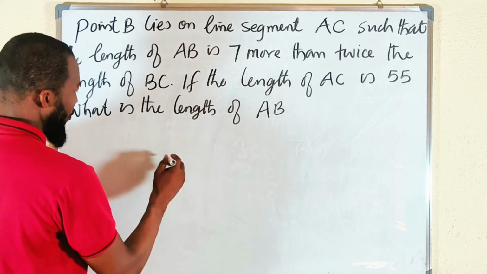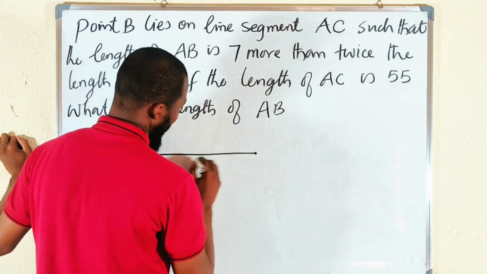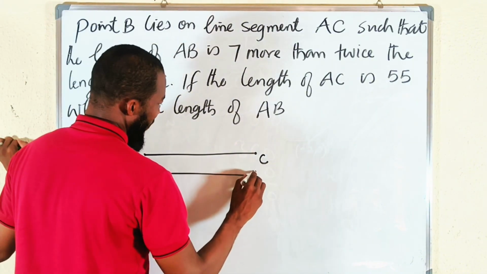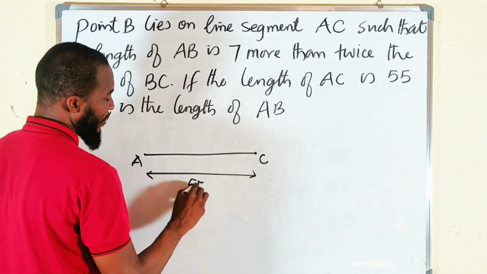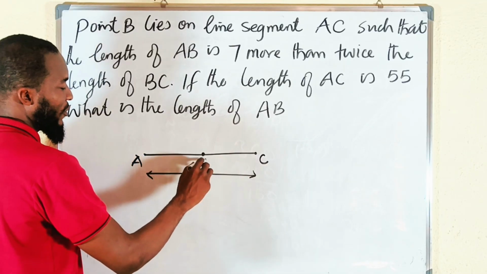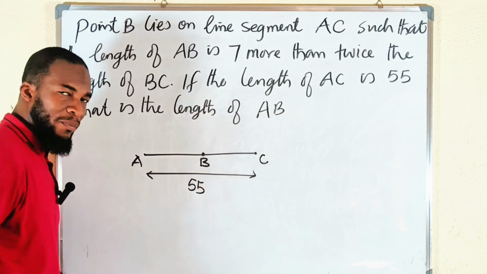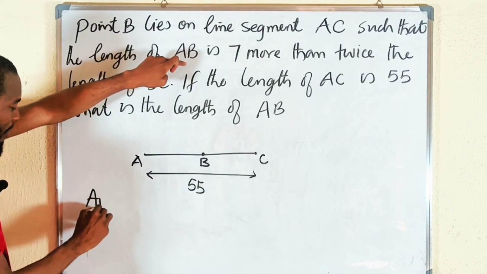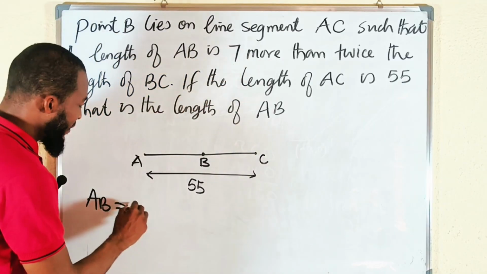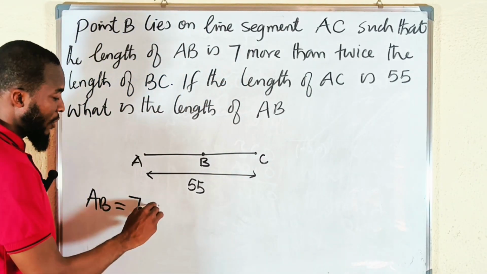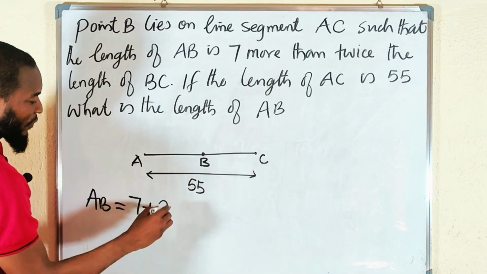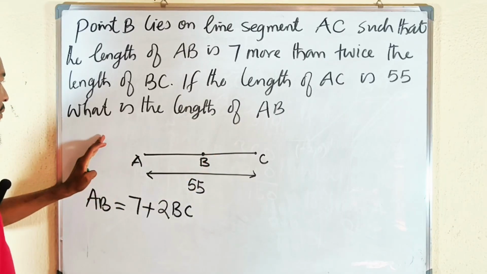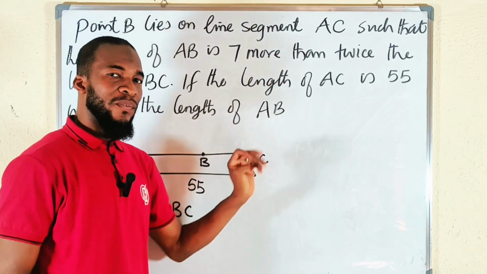Let us start with a sketch. We have a line segment AC, and the total length of this AC from the question is 55. And we have a point situated somewhere around, which is point B. According to the question, the length of AB is equal to 7 more than twice the length of BC. If the length of AC is 55, then what is the length of AB?